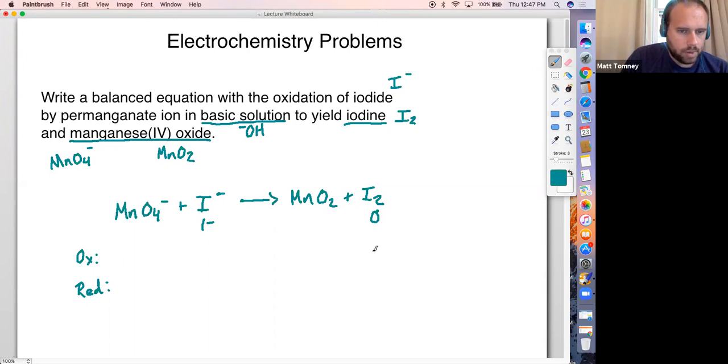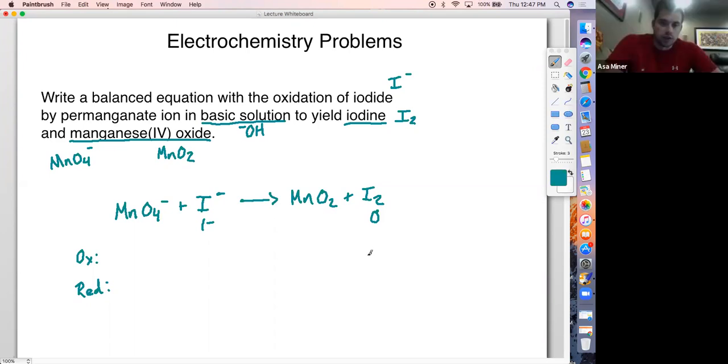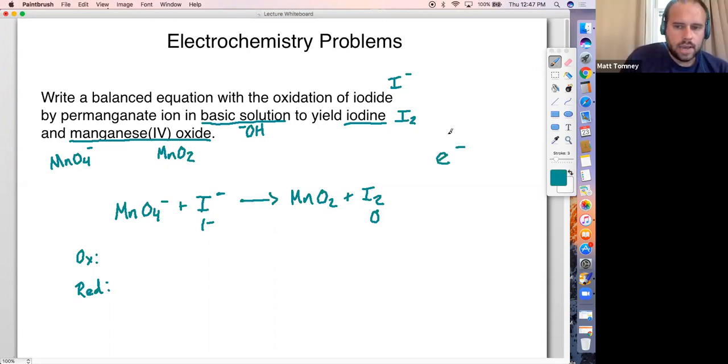So what would be happening here? Is this a loss or a gain? It's a loss of electrons. Keeping in mind that electrons are negatively charged, if I go from a negative charge to a neutral charge, I have lost some of the electronic property. So oxidation is loss. This will be my oxidized portion: I minus goes to I2.